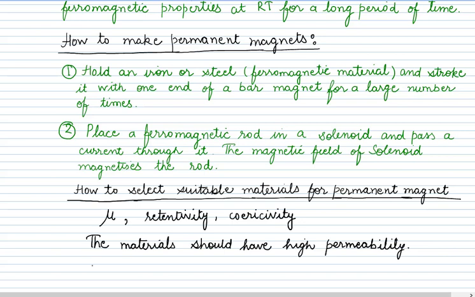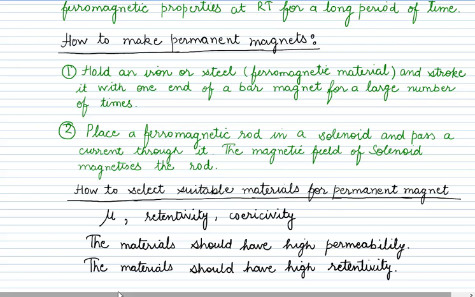So the materials should have high retentivity. In the easiest words, retentivity is the power of the material to retain the magnetic field. That is why it is known as retentivity. How strongly it retains the magnetization is known as the retentivity.